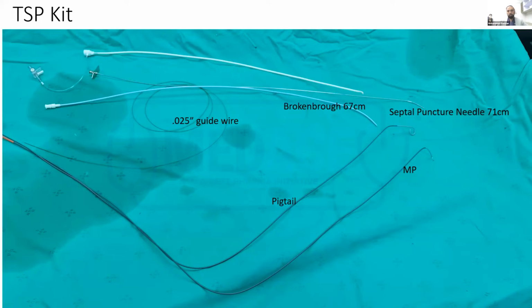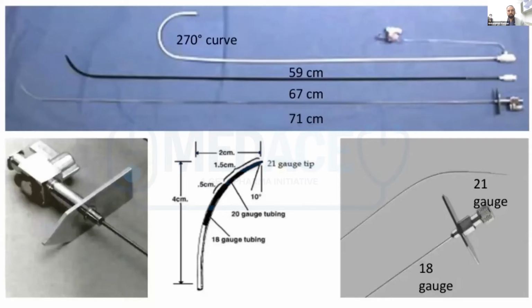And apart from this, the 0.025 guide wire, pigtail, and the multipurpose catheter. So this is the puncture needle. As we can see, the distal part of the puncture needle is 21 gauge and the proximal part is 18 gauge. And there is an arrow on the proximal part which will guide us as to which clock position we are in, in different views. From this, we can navigate the needle to get a proper site for the septal puncture.